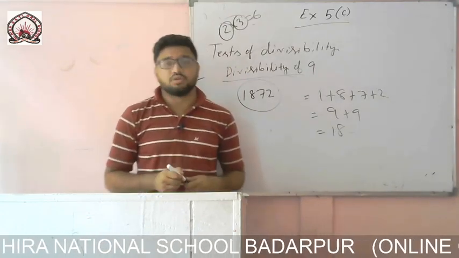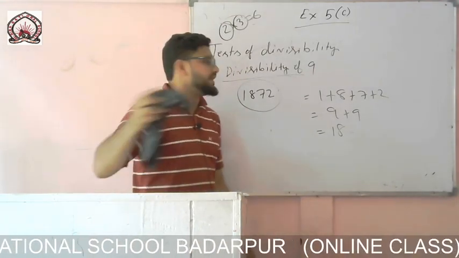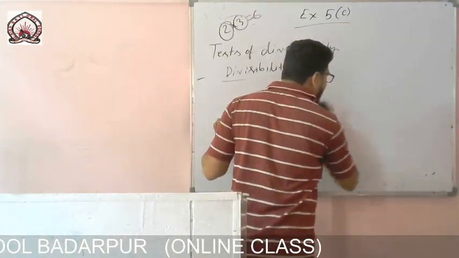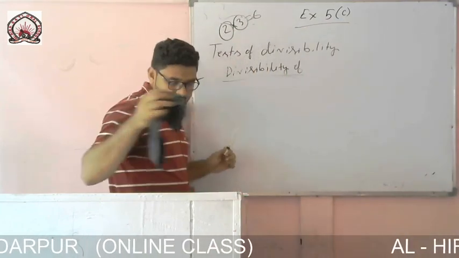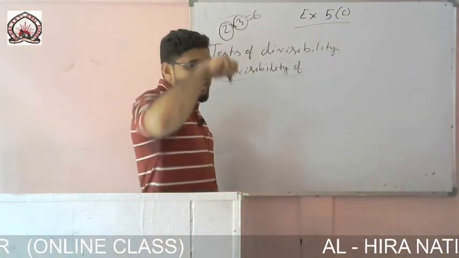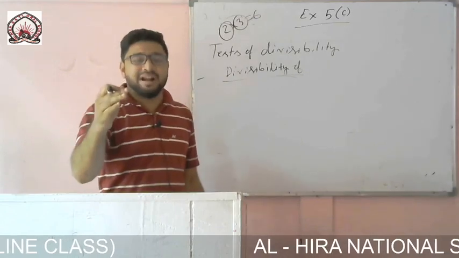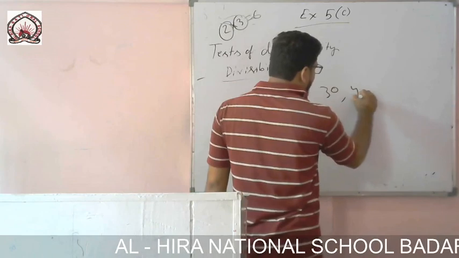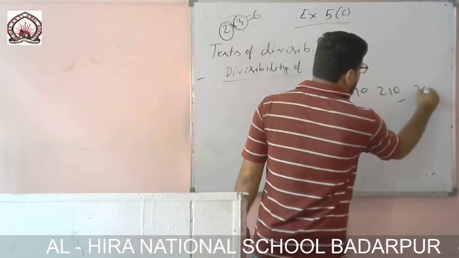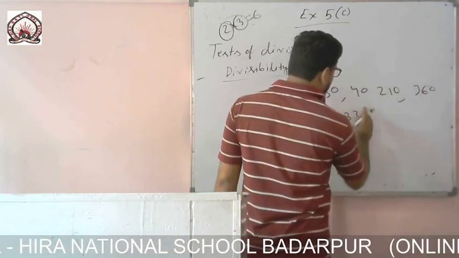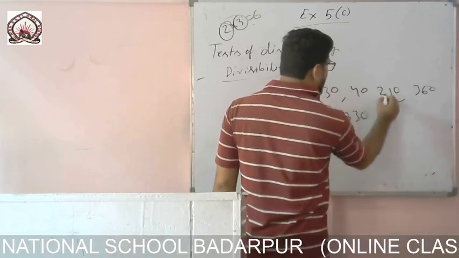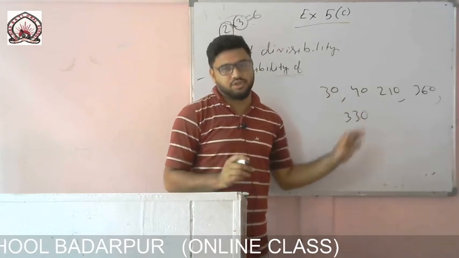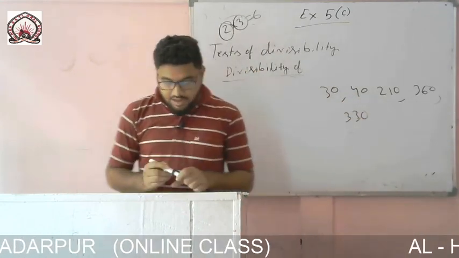Now come to divisibility of 10. Divisibility of 10 is very easy. If you see a 0 in the unit place, then the whole number is divisible by 10. If a number ends with 0, then the whole number is divisible by 10. For example, 30, 40, 210, 360, 336, 330. These are all divisible by 10, because these numbers end with 0. Understood?